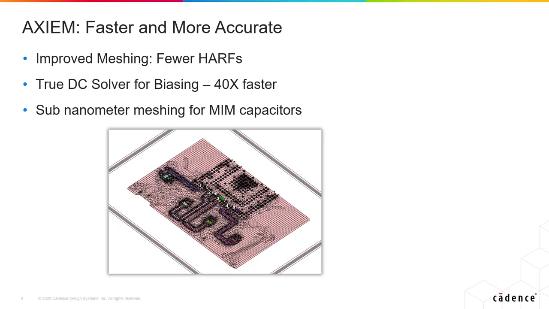We have improved meshing. There are fewer HARFs. HARF is a high aspect ratio facet. Think long, skinny triangle. They're bad. They hurt your mesh. They hurt your simulation. And we have done a better job of getting rid of them. This lower picture shows a mesh. We'll take a look at that in a minute in the software.